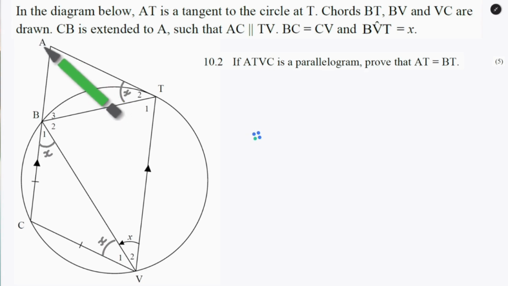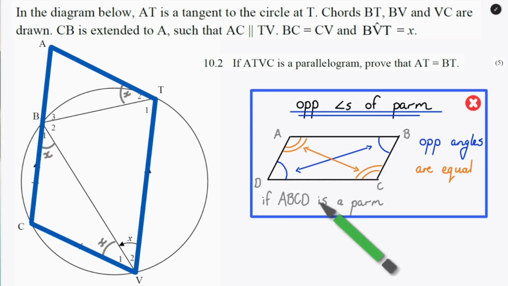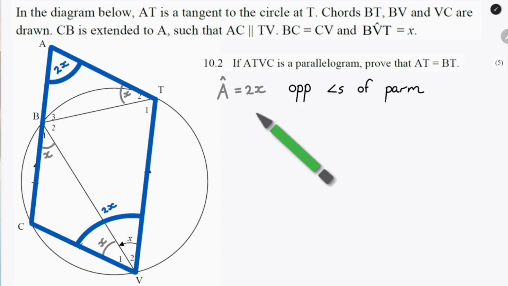I'm noticing that A sits inside of this parallelogram, ATVC. And a certain characteristic of a parallelogram is that your opposite angles in a parallelogram are equal. So if we apply that here, then this one here is this x plus x, which is 2x. So the whole of angle A will have a size of 2x. So let's see how we write that up. We simply say A equals 2x, opposite angles of a parallelogram.